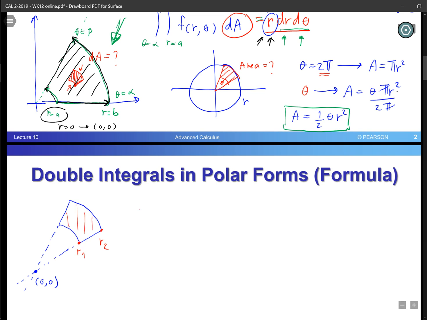So area here is going to be equal to the area of the outside, the whole piece, right? I'm going to say big piece. And this small piece.